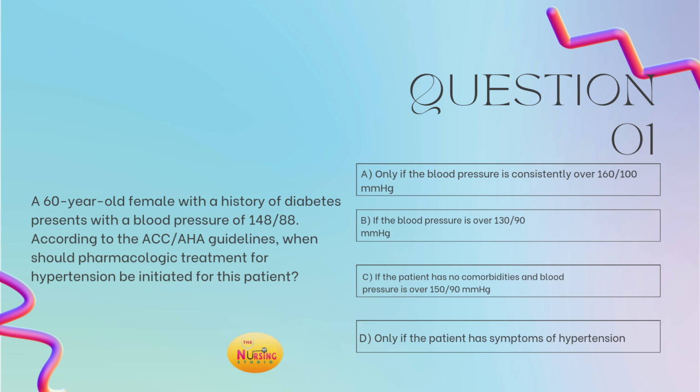So that's one of the keys, right? Because if they have comorbidities, we don't want their blood pressure to exceed that 130 over 90 range. And if it does, we go ahead and initiate pharmacologic management, right? Because remember, if they have comorbidities, we don't want to wait and allow their blood pressure to get any higher because they already have risk factors, right? So B is your best answer.